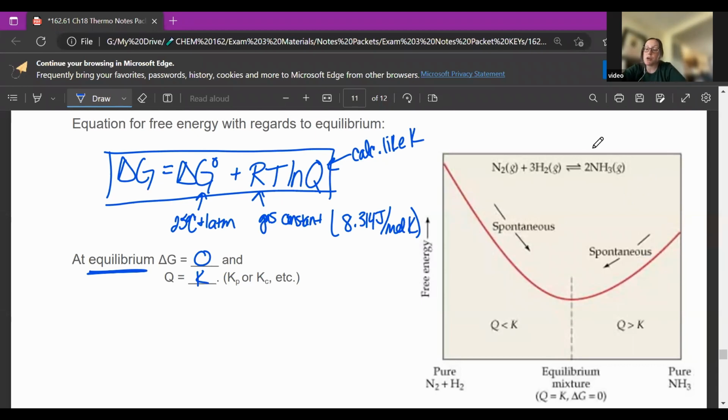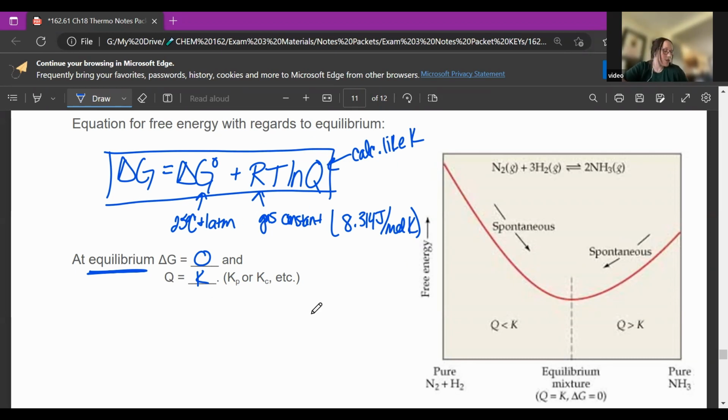The opposite would be true if I had too much NH3. I'm going toward pure NH3 over here. The more NH3 I have, that means my Q value is big, because again, it's products over reactants. And to get to K, I'm going to have to shift to the left. So the backward reaction would be spontaneous, or we could say that the forward is not spontaneous. They're all related: delta G, K, Q, all that jazz.